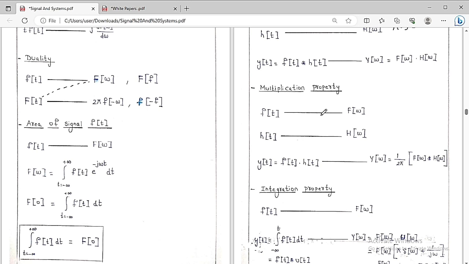Previously, the convolution in time domain has become a multiplication in frequency domain. Here, multiplication in time domain means it will become convolution in frequency domain, and vice versa.